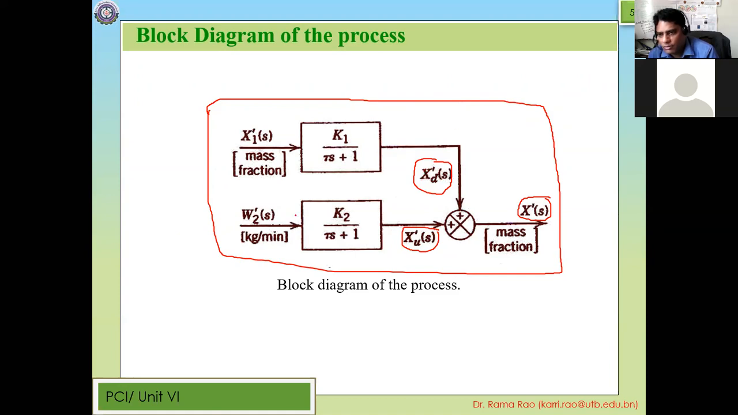So that means now we have a block diagram for the process. Okay, so for how many participants? 24.